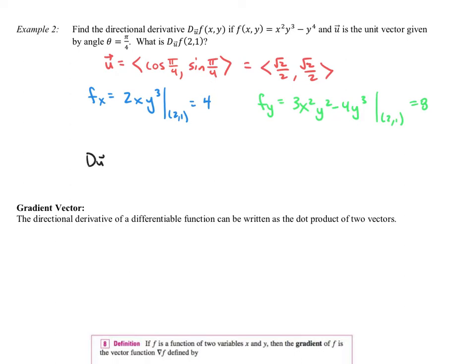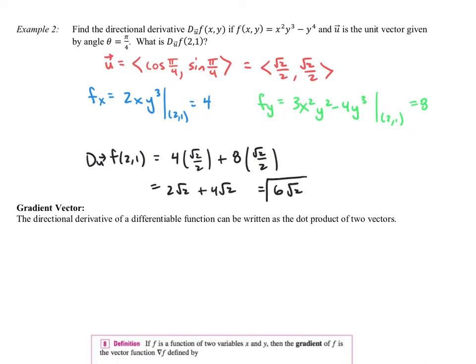All right, let's put it all together. So our directional derivative at the point 2, 1 is going to be 4 multiplied by the square root of 2 over 2 plus 8 multiplied by the square root of 2 over 2. And that gives us 2 square root 2 plus 4 square root 2, and we get a total of 6 root 2. That's going to be our slope in the direction of u along that particular surface. Okay, so that's our first step. So can we calculate the directional derivative given a point on a surface as well as an angle that we want to analyze the slope in terms of a direction?